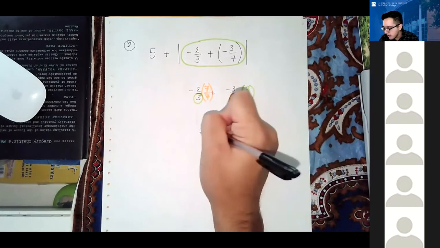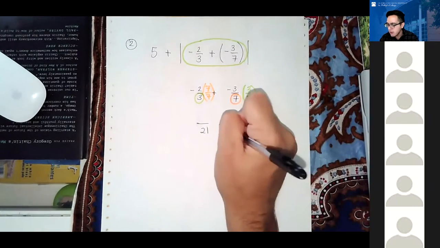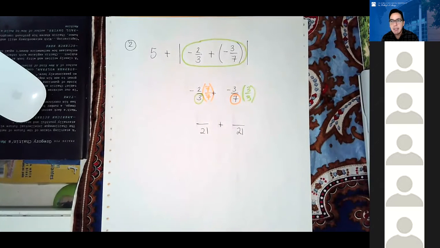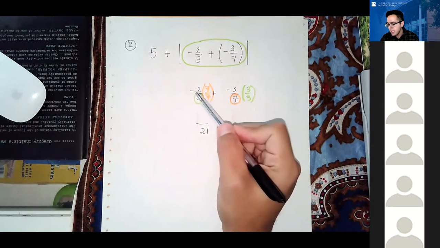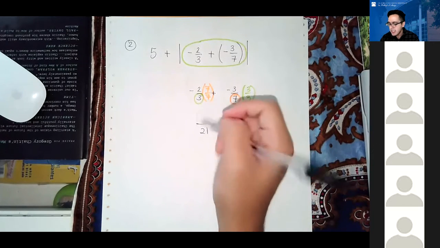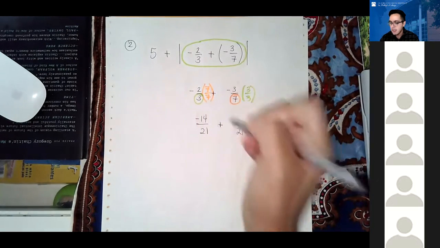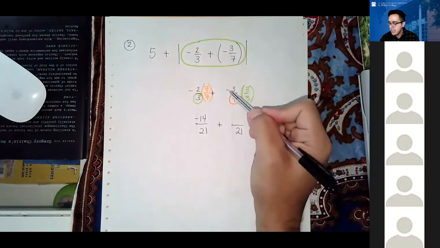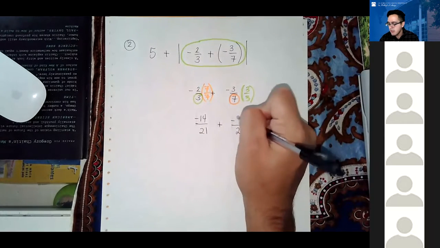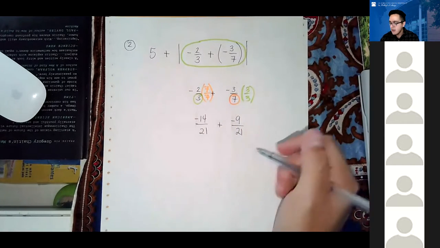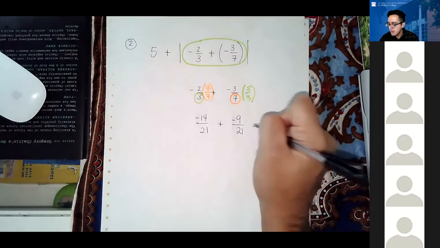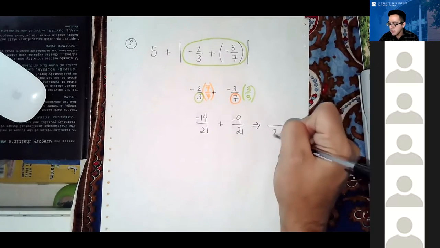And then the numerators will change, but we can't be rigid. We have to be flexible with that changing numerator, because as long as the denominator is changing, that's the goal. So now we have 2 times 7, or you can think of it as negative 2 times 7, in which case that will be negative 14 on top here, and negative 3 times 3 over here, which would be negative 9.